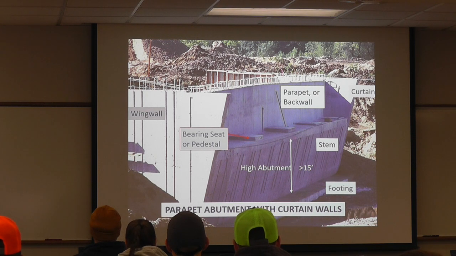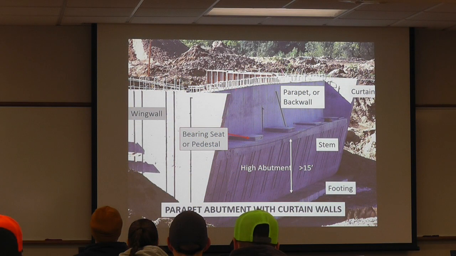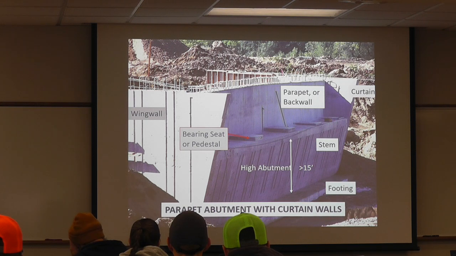The stem of the abutment is this portion here, from the top of the footing to the bridge seat. And then this is called different things. Sometimes bridge seat, sometimes bearing seat, sometimes pedestal. Different terminologies for the same thing. This portion of the abutment that's from the top of the seat up to the end block is called a parapet or a back wall. And see what else we have. Footing down there.